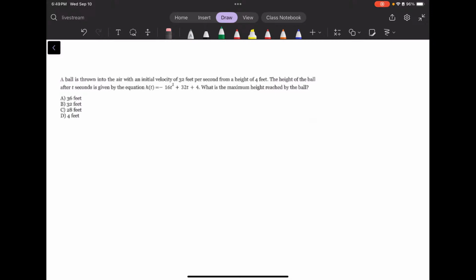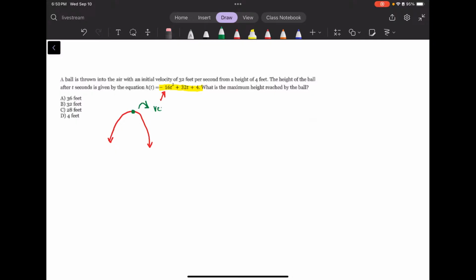So they tell us that a ball is thrown into the air with an initial velocity of 32 feet per second from a height of 4 feet. The height of the ball after t seconds is given by the equation. And they want us to determine the maximum height reached by the ball. So here's the function. Because of this negative sign, guys, we should know that our parabola is opening down. So the object is going to look something like this. It's going to be basically an upside down U or N. It's going to be a shape like this.